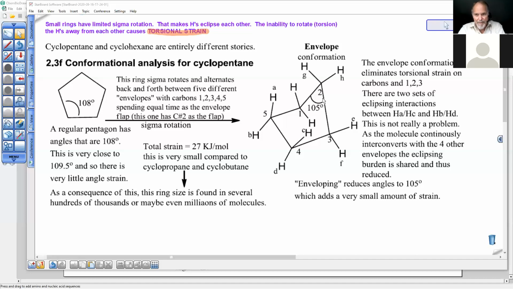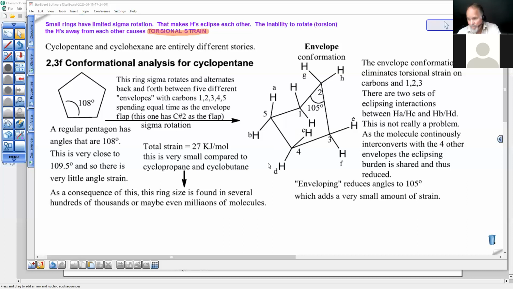So if you're within 5 degrees of an ideal angle, that angle strain is virtually 0. And 105 is within 4.5 degrees of 109.5. So you've got almost no angle strain to start with in cyclopentane. You've got eclipsing, which causes torsional strain, but it's only on adjacent carbons that keep rotating around the molecule as you move the triangle around. So the total strain is very little.